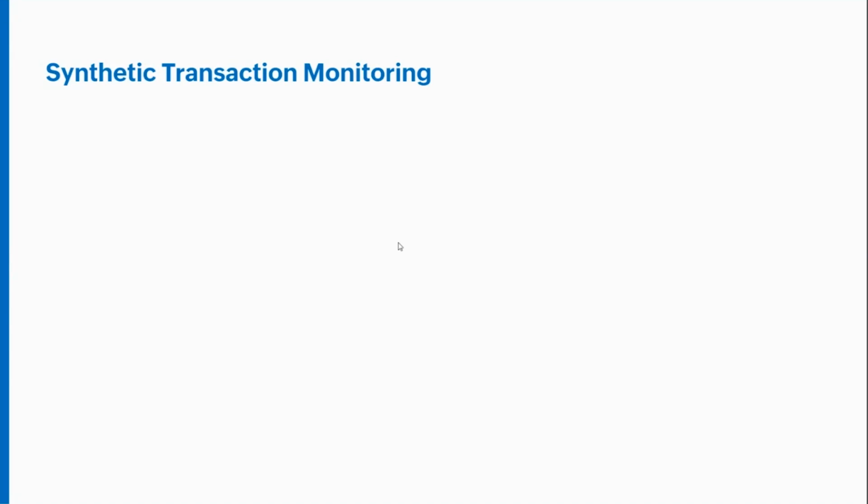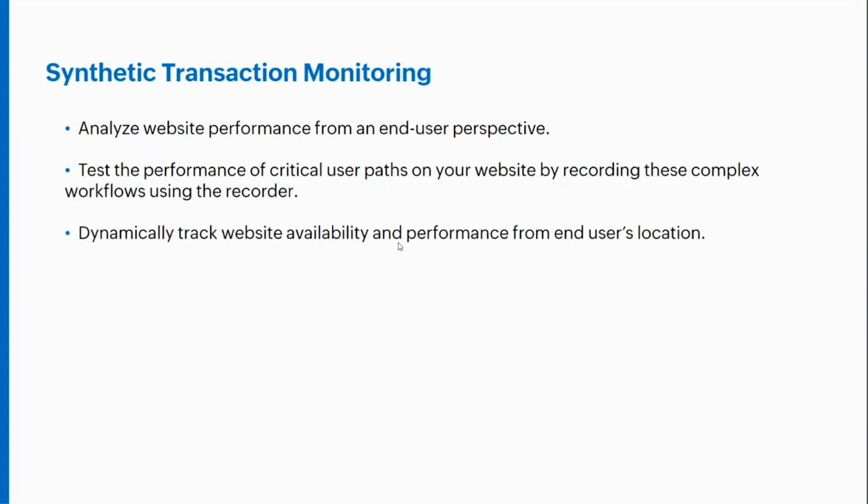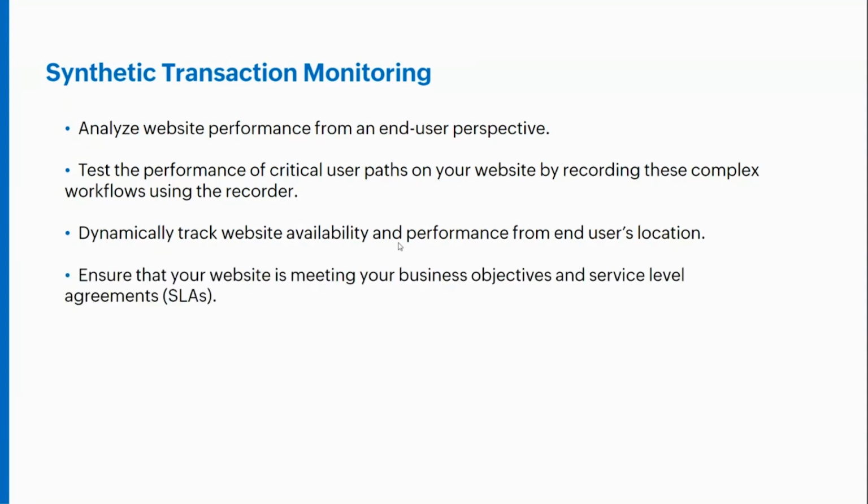So synthetic transaction monitoring helps you emulate and run an application to analyze the performance from an end user's perspective. You can test the performance of the critical user paths on your website by recording these complex workflows using the website transaction recorder. You can dynamically track the website availability and performance from the end user's location. One of the main advantages here is that you can track your website performance from any geographical location. And you can also ensure that your website is meeting your business objectives and service level agreements. It provides a line of sight on the service level agreements.